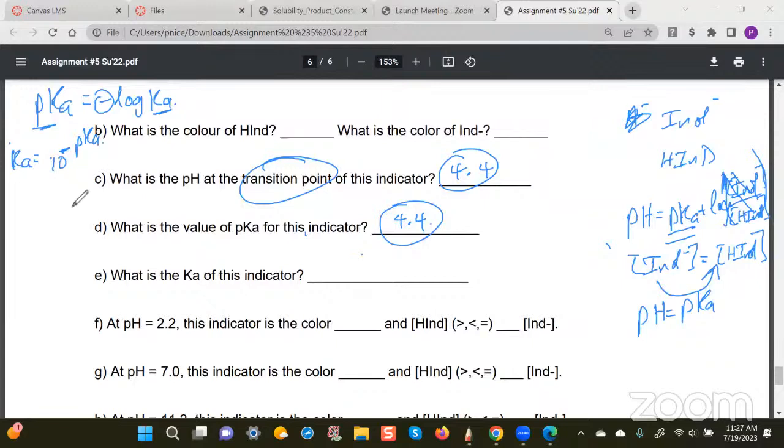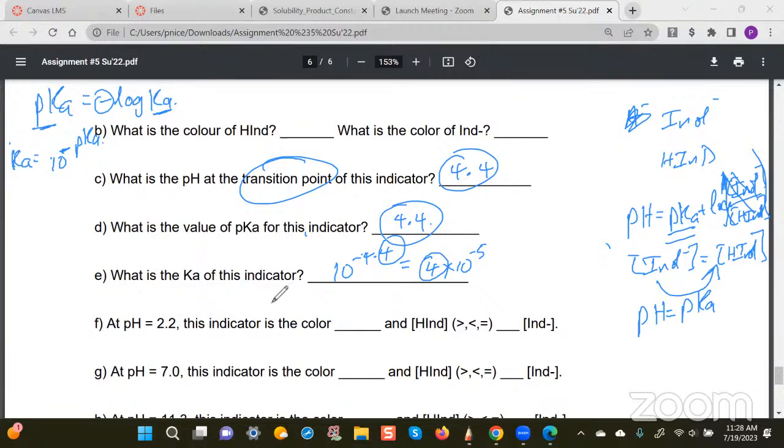All right? So that means that in this case here, the Ka value would be equal to 10 to the minus 4.4. And when I did that, the answer I got is 4 times 10 to the minus 5. And please note that I have 1 sig fig here because you have 1 decimal place here. All right? Okay, so any questions about that? Any questions about the E part?